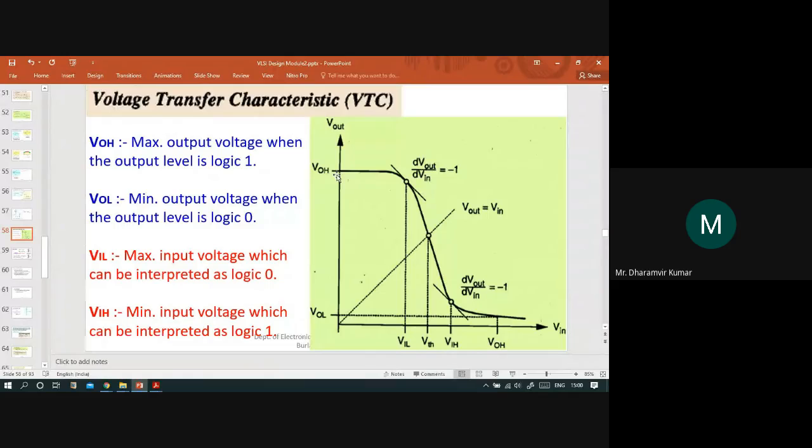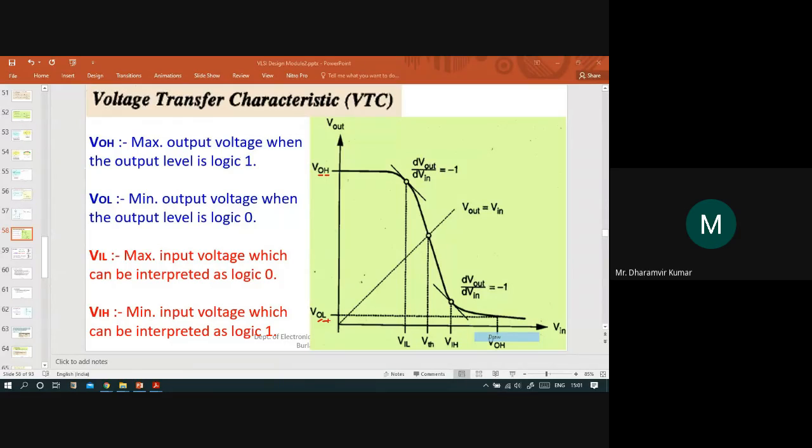Similarly, we can define it for the low value. This is VOL. VOL is the minimum output voltage when the output level is logic 0. So O is for output and H for high, and in VOL, O is for output and L for low.